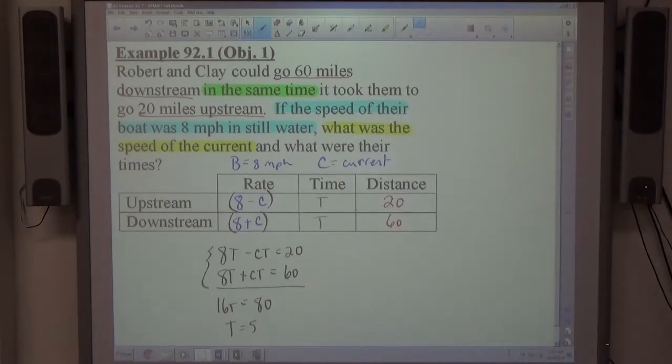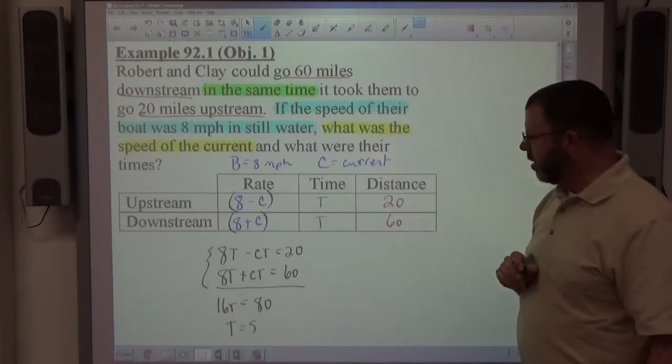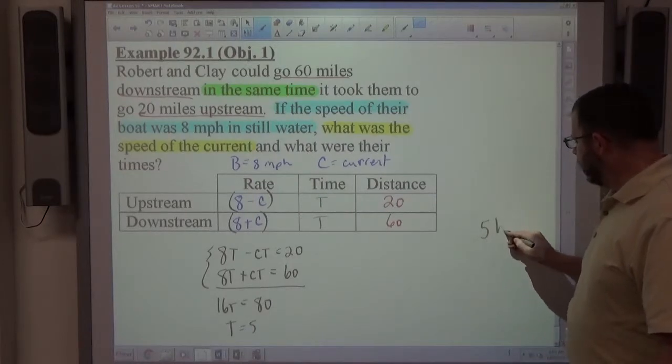So that tells me exactly how many hours they traveled, right? The question was, what was the speed of the current and what were their times? The times, of course, 5 hours both because they were the same time. So 5 hours is one of the answers.